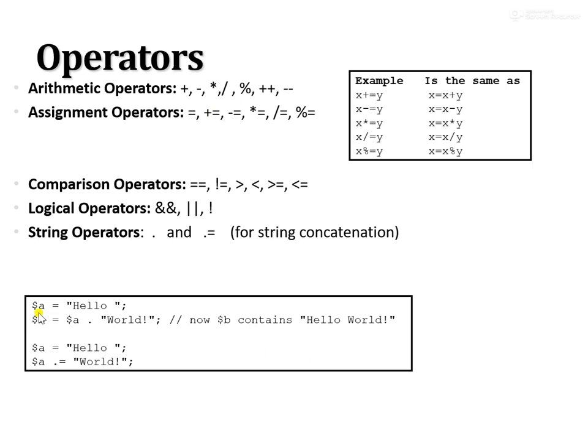Here we have another example. We have a variable a and we assign it the value hello. Then we have variable b, and variable b is a dot world. So what will be the value of b? The value of b will be the value of a, hello, dot means concatenate it with the string world. In the second example, variable a is hello and a dot equals to world, now variable a will contain the value hello world.